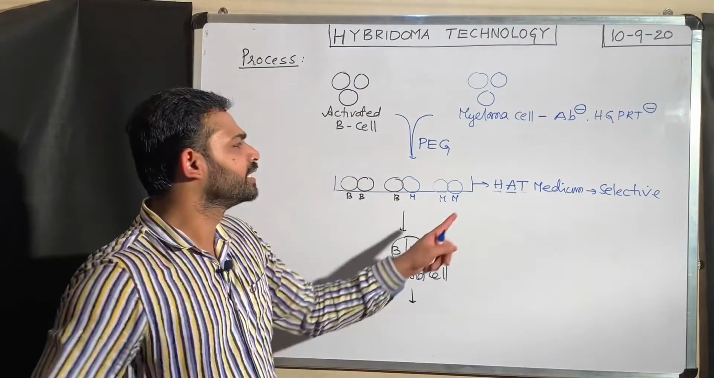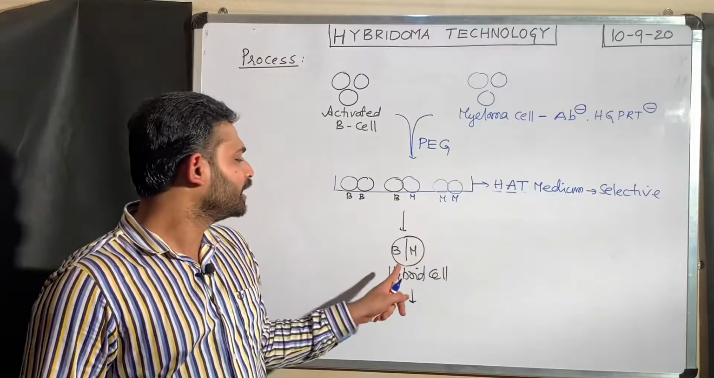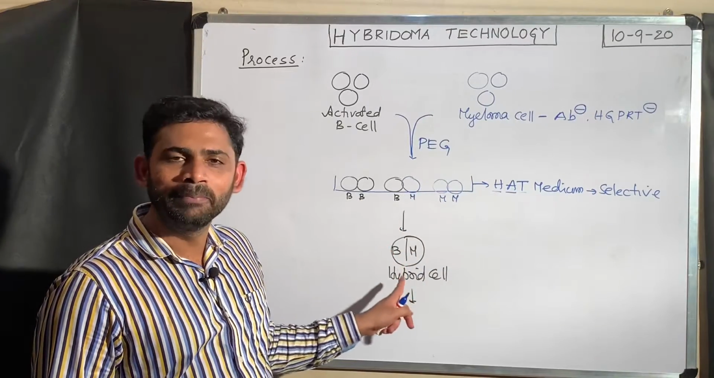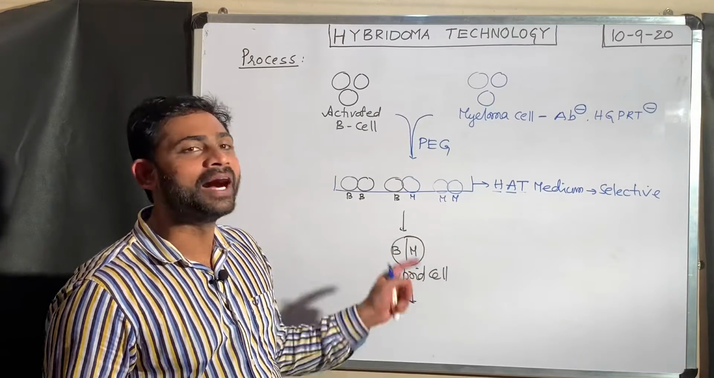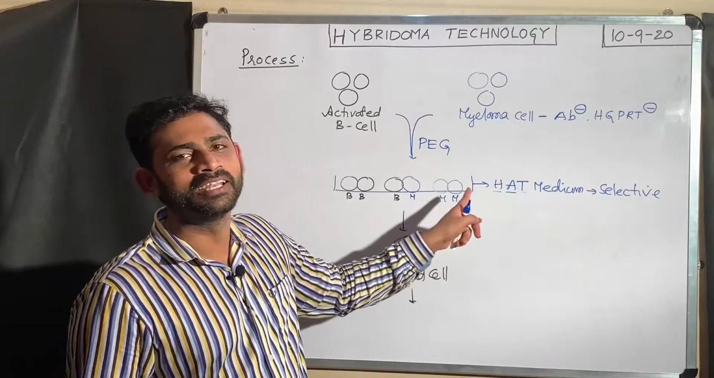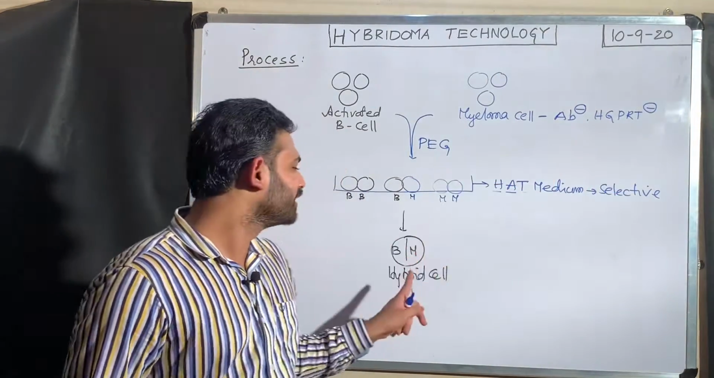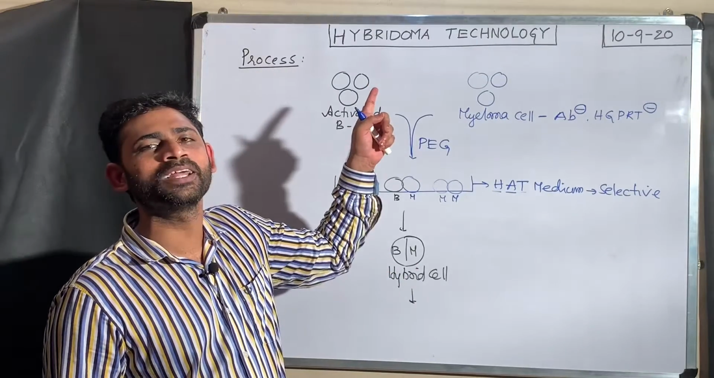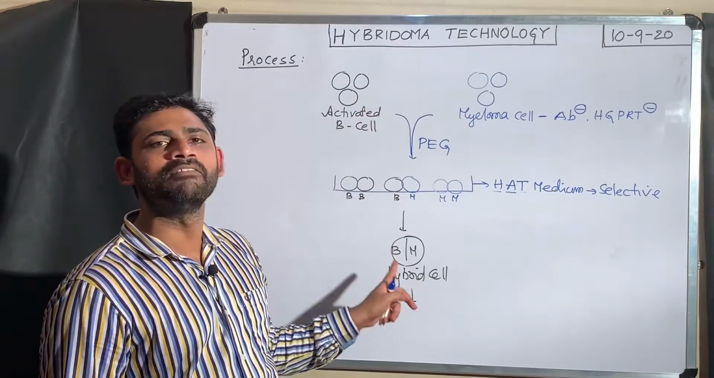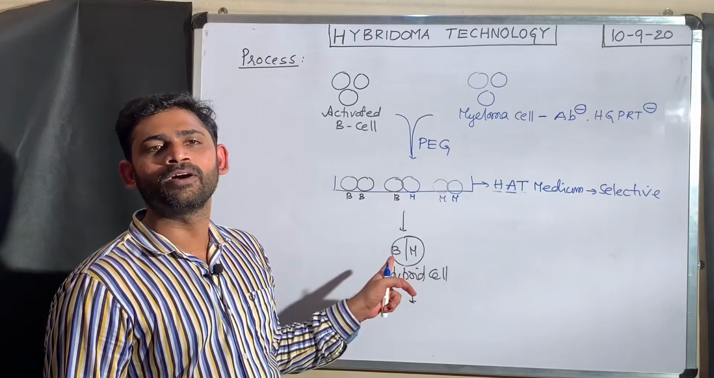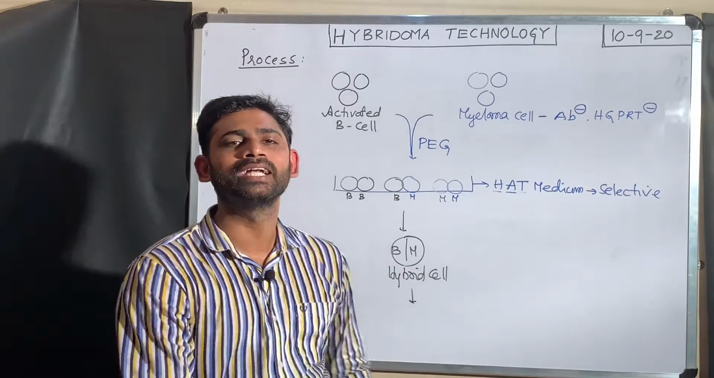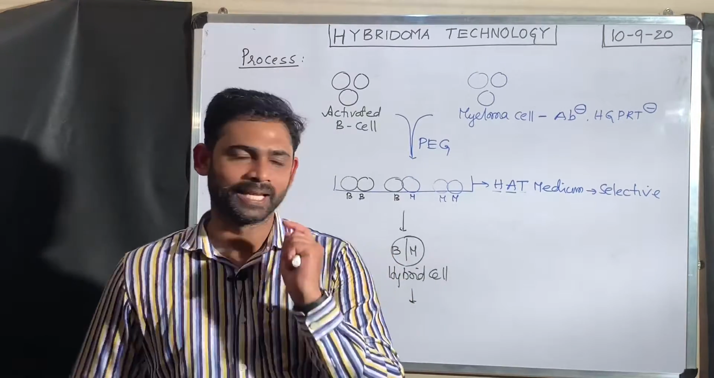That means this HAT medium allows the growth of this hybrid cell by inhibiting the growth of the remaining cells. Such a medium is called a selective medium. Why is this called hybridoma technology? Because of the formation of a hybrid. The hybrid is formed by the combination of an activated B cell and a double mutant myeloma cell.